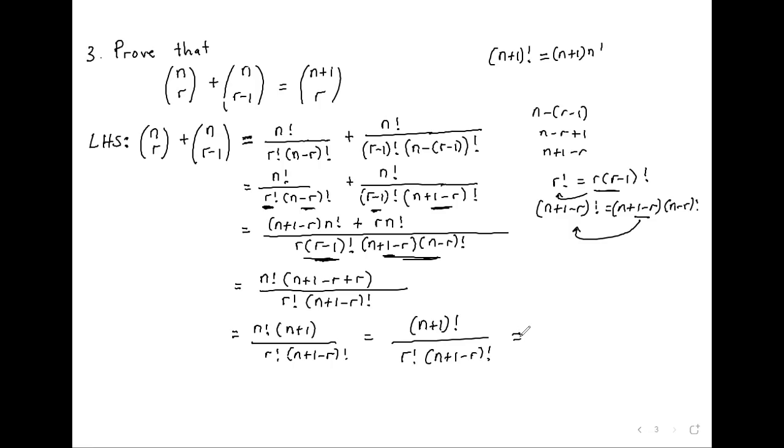And if you remember very well, this is the definition of n plus 1 choose R. Because you say the numerator factorial over the denominator factorial multiplied by the numerator minus the denominator factorial. And this is what you have on the right hand side. Like that.